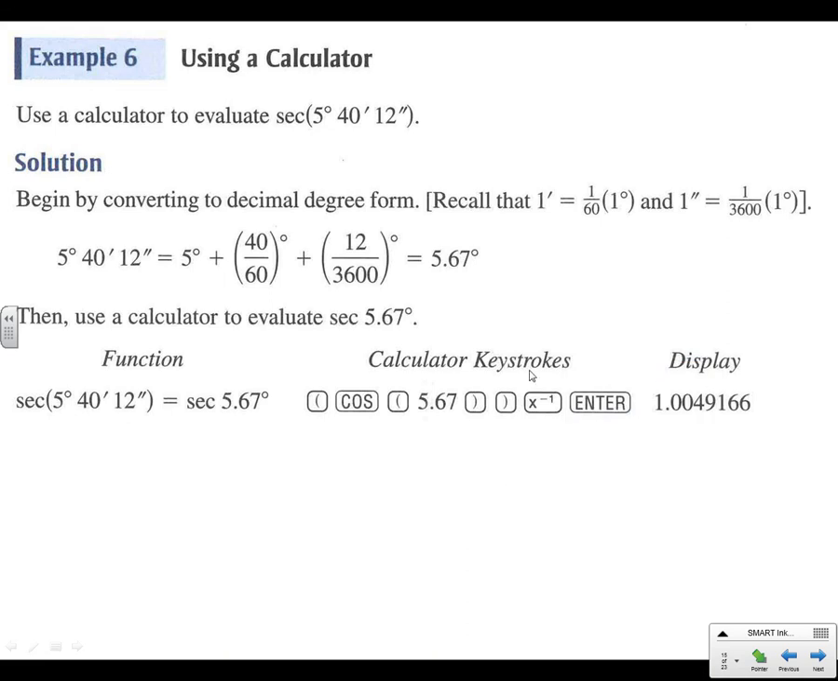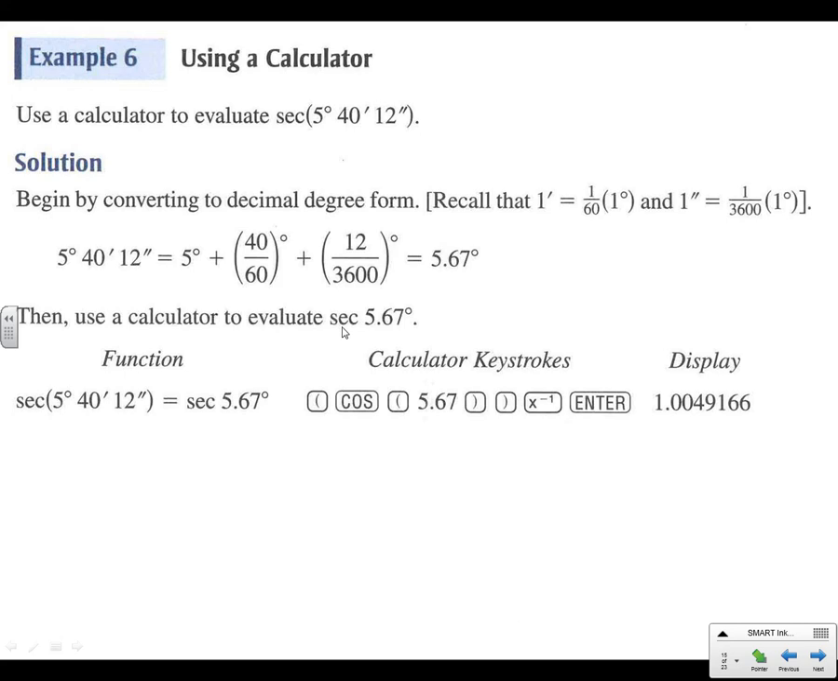Right, example 6 has us plugging values into our calculator, and we just need to make sure we know how to do this here. So if we want to use a calculator to get secant of 5 degrees, 40 minutes, and 12 seconds, we're going to solve this by first getting it into decimal form. So we'll remember that there are 60 minutes in a degree, so 40 over 60, and there are 3,600 seconds in a degree, so we'll take 12 over 3,600. Divide those, you'll get decimals, add them all up, and you get 5.67.